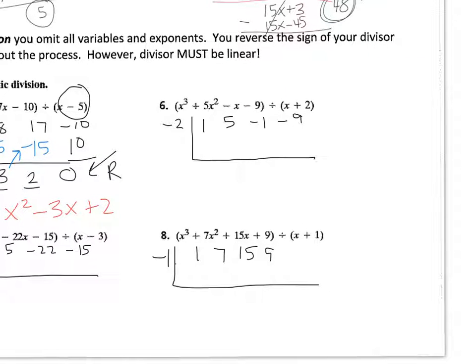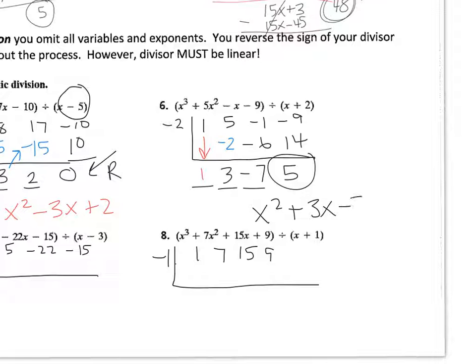So let's do this one right here. Remember, you bring down the first number, which is a 1. You multiply across diagonally, and then you add vertically. Multiply diagonally, add vertically, multiply diagonally, 14, add vertically. So this one does have a remainder of 5. So this is the constant term, this is the linear term, this is the quadratic term. So it's x squared plus 3x minus 7, remainder 5.